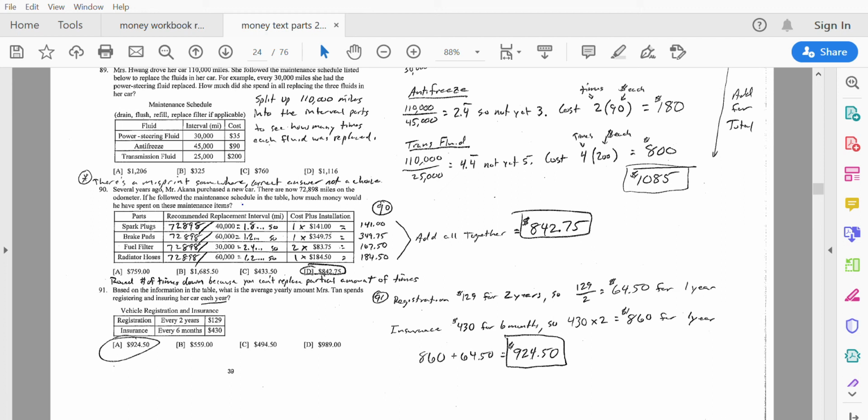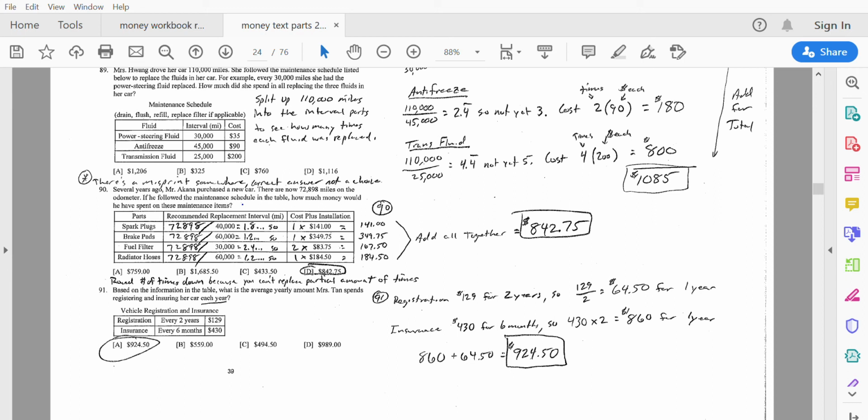Number 91 says, based on the information in the table, what is the average yearly amount Mrs. Tan spends registering and insuring her car each year? So this is one of those expenses that sometimes you just don't think of when you own a car. Sometimes you're only thinking about buying the car and how much it costs.